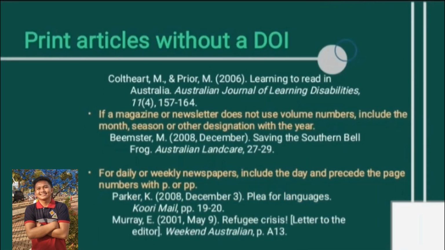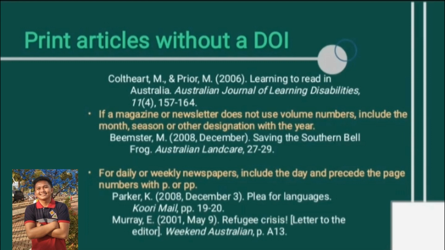So in print articles without a DOI, a print journal is any journal that is available in printed form, so a physical item that you can hold like a magazine. So example is Colhart, M., Pryo, M. 2006. Learning to read in Australia. Australian Journal of Learning Disabilities, 11, issue 4, and page 157 to 164.